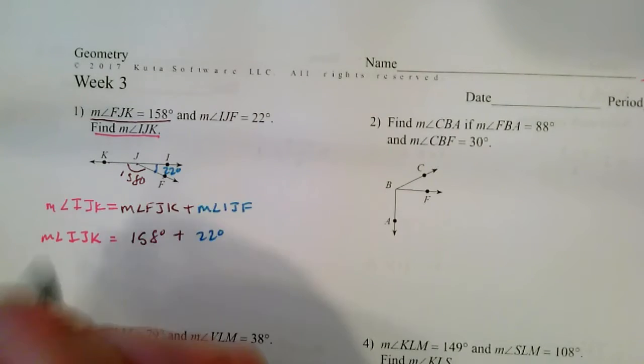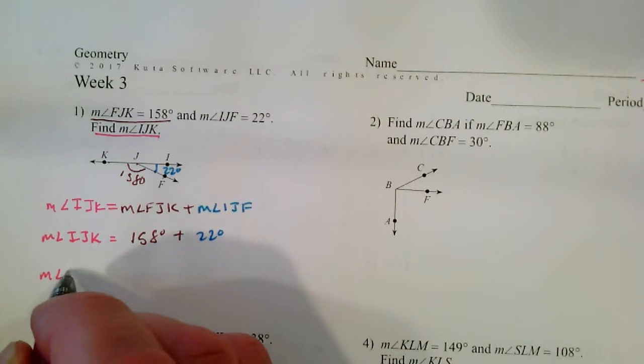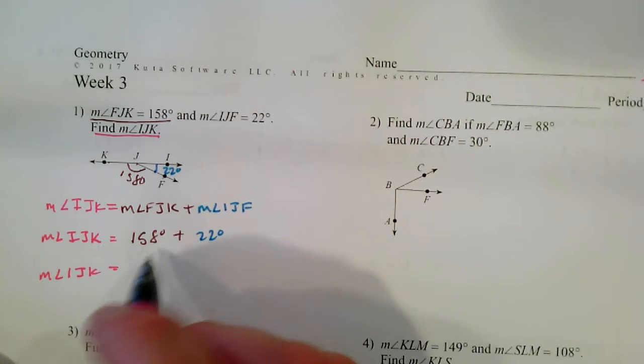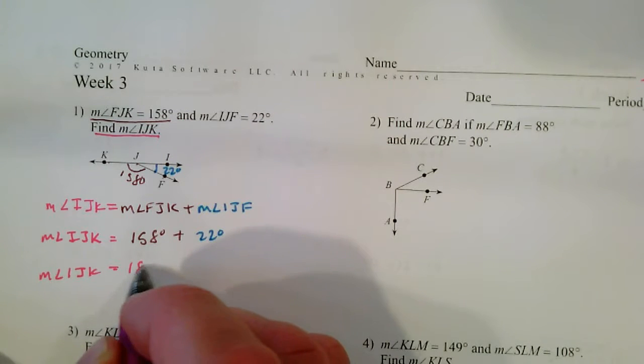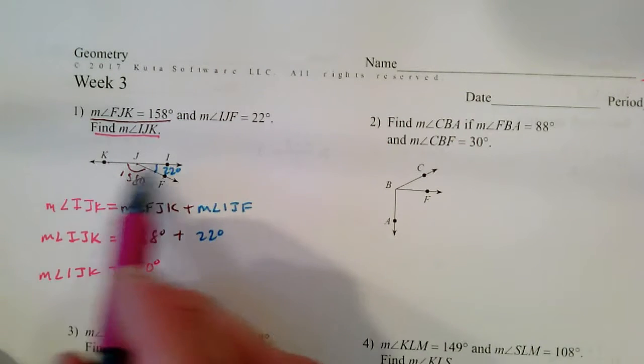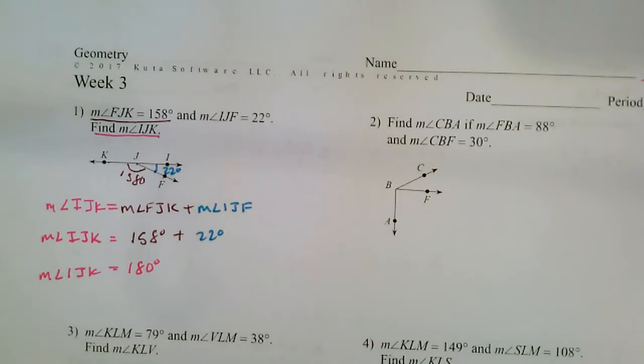So no equation solving to do here. We just have to add them up. IJK: 158, 168, 178, 180, which by the way is a straight angle. That looks pretty much like a straight line there. Good job. Alright, next up, we'll do some simplifying radicals.